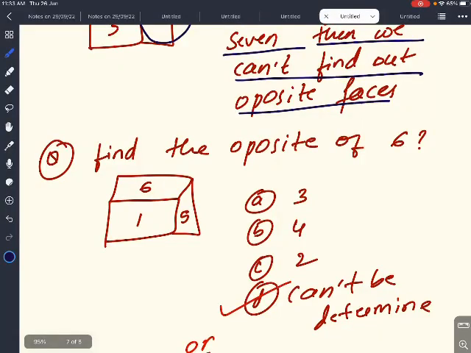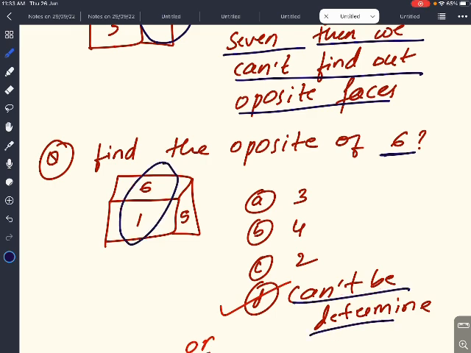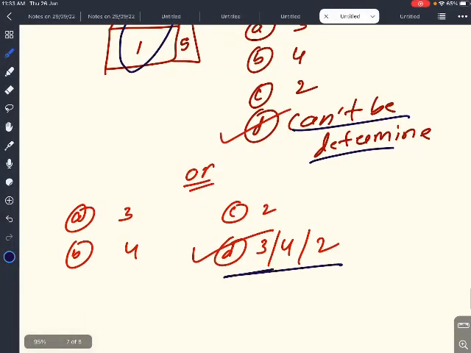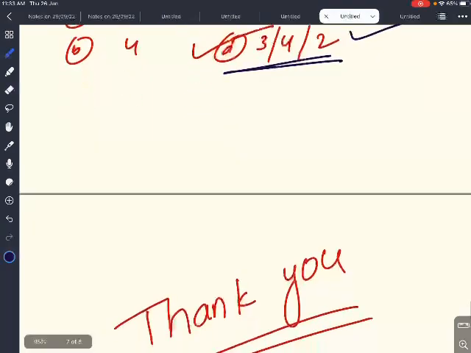Find the opposite side of 6. Here you notice 6 and 1 sum to 7, so it cannot be determined. The given options are 3, 4, 2, or all of 3, 4, 2. The answer is: cannot be determined.